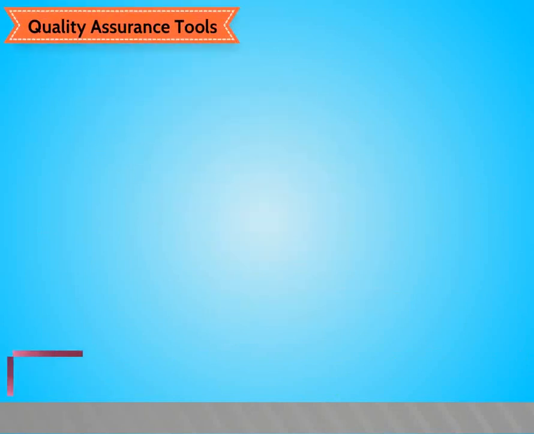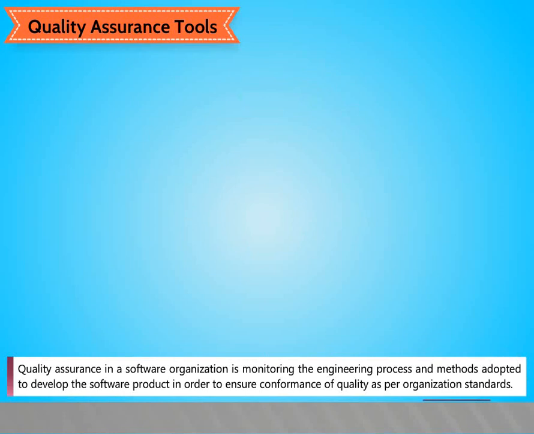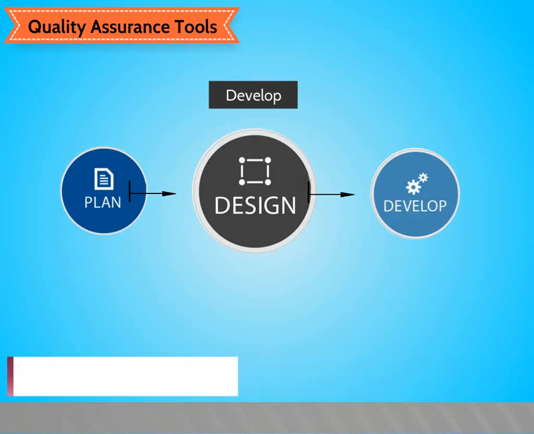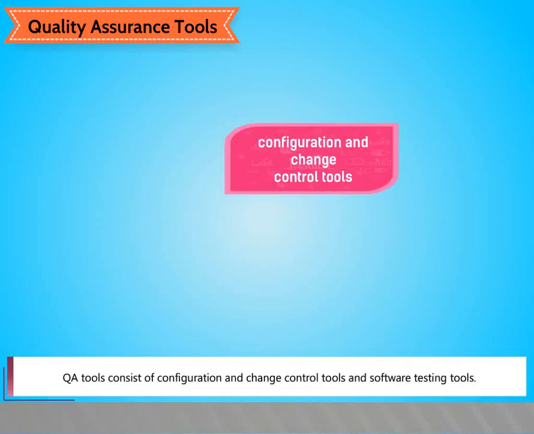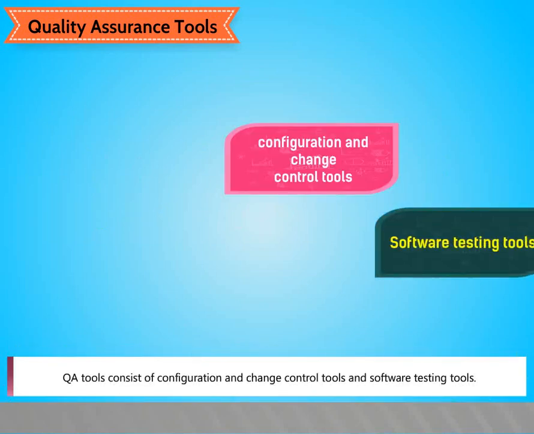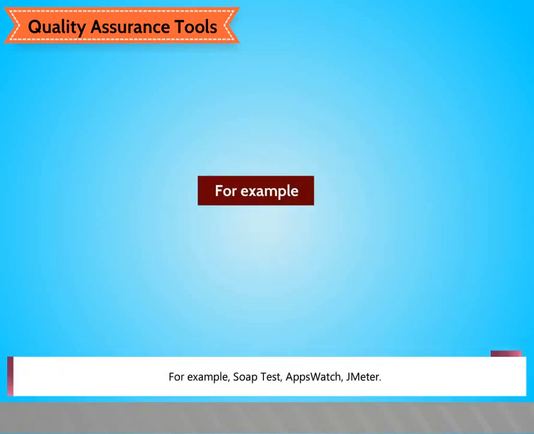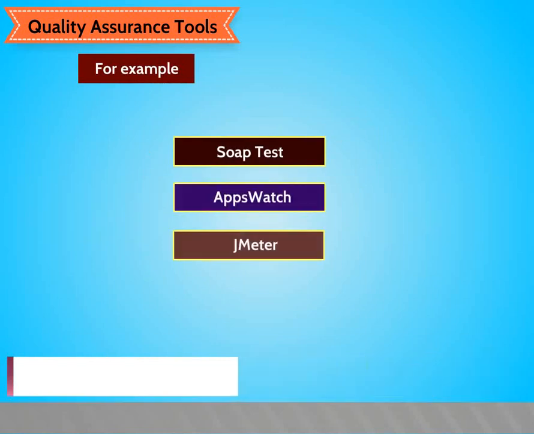Quality assurance tools. Quality assurance in a software organization is monitoring the engineering process and methods adopted to develop the software product in order to ensure conformance of quality as per organization standards. QA tools consist of configuration and change control tools and software testing tools. For example, SOAPtest, AppsWatch, JMeter.